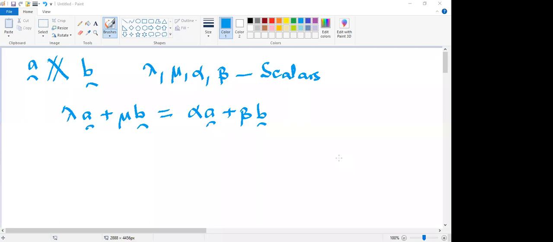Can I have trials? Anthony, can you give it a shot? What can you say about the scalars lambda, mu, alpha, beta? Yes, Anthony. I see the coefficients of vectors A and B, the corresponding coefficients must be equal, like lambda must be equal to alpha, then beta.